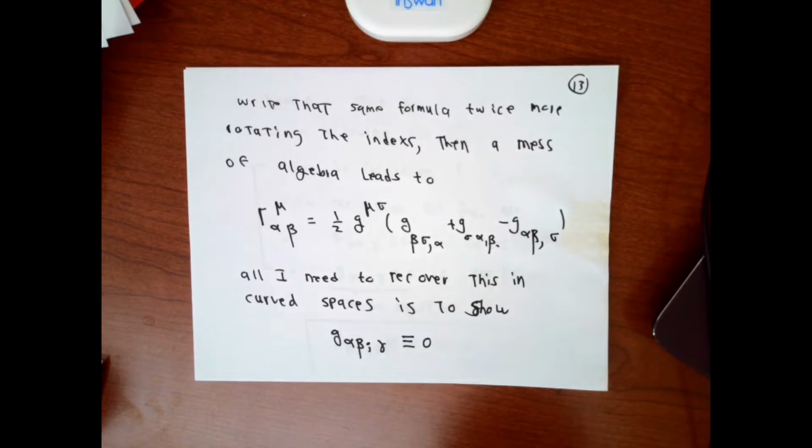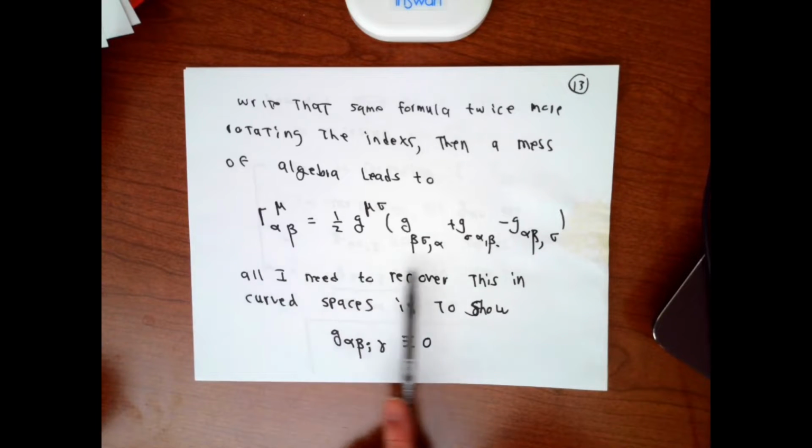In the first semester, we wrote that formula down 3 times, rotating and shifting the indexes each time. Then we took 2 of the formulas and added them together and subtracted the third one. After a mess of algebra, we were able to state the Christoffel symbols in terms of the metric, which in turn will let you figure out the geodesics and all manner of interesting quantities.